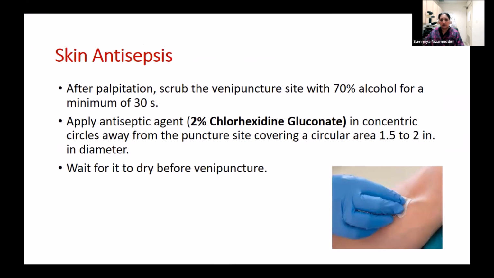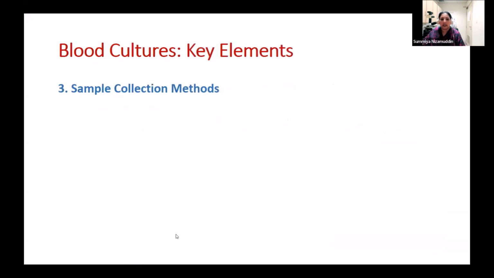So just repeating my statement from the last slide, after palpation of the area where we're going to perform your phlebotomy, clean that area with 70% alcohol for at least 30 seconds, then apply chlorhexidine, and then once again let it dry before you perform your venipuncture.